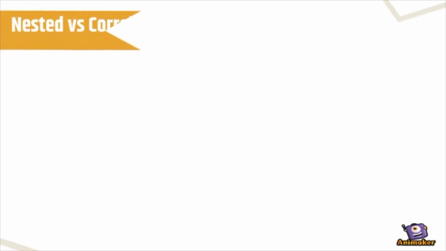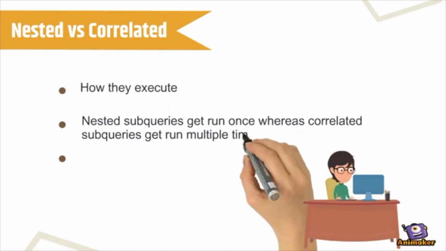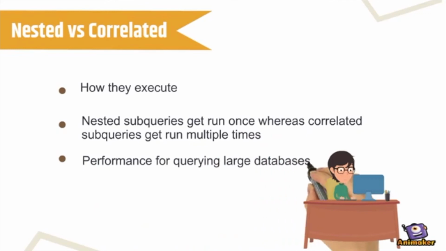The main difference between the two is how they execute. Nested subqueries get run once, whereas correlated subqueries get run multiple times. Therefore, nested subqueries are usually better when working with large databases because the subquery doesn't execute for each row of the table.